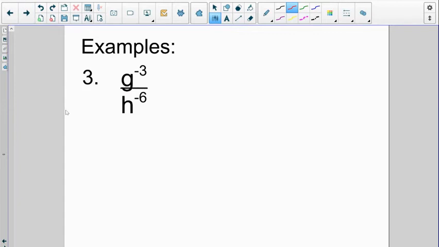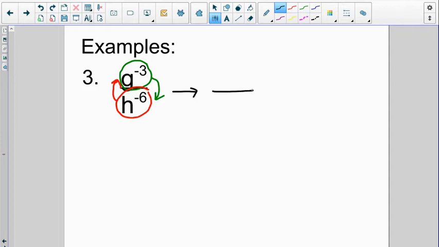Our third example, this time we have 2 different expressions, or 2 different variables raised to a negative exponent. So in this case, we're going to actually move both of them. So g to the negative 3rd power is in the numerator. We are going to end up moving that down to the denominator and making it a positive exponent. H to the negative 6th power is in the denominator right now. So if we want to make that exponent positive, we have to move that up to the numerator. So basically, they're just going to flip and they're going to change places.